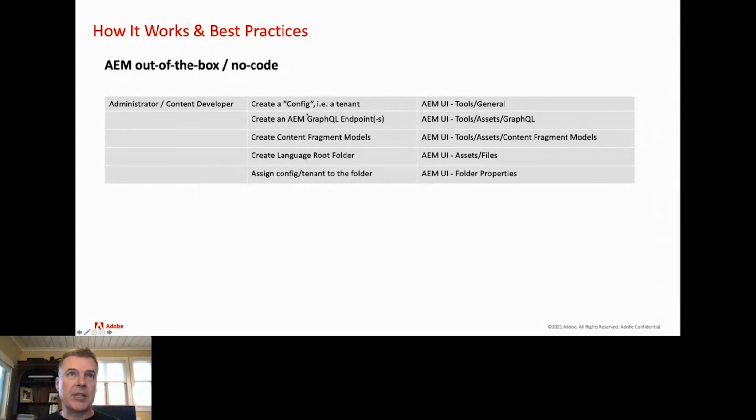So the first step that's really important is to create a config, meaning basically a tenant in AEM, in this UI here, in Tools General. And in this config, which corresponds with a JCR /conf structure, that's where you create your content fragment models later.